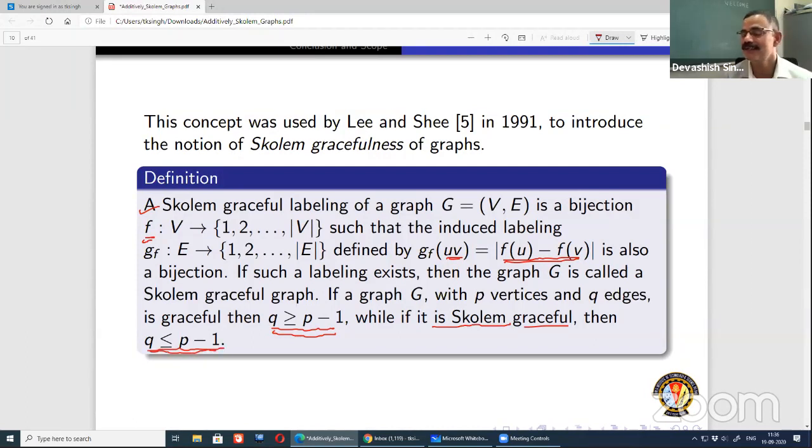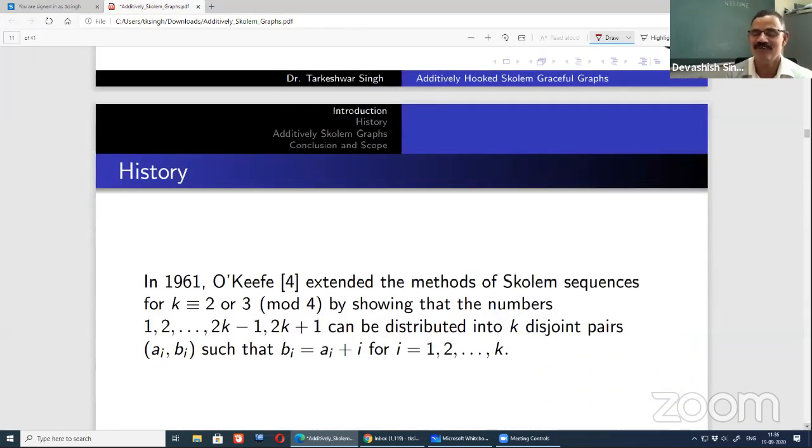When I was working on my PhD thesis, my doctor used to say that B. D. Acharya is graceful if and only if Mukti Acharya is Skolem graceful. This is why I have chosen this topic, because I used to say that if B. D. Acharya is graceful if and only if Mukti Acharya is Skolem graceful. So that is a theorem I used to say, and I proved many results in that area. So that is the reason I have chosen this topic.